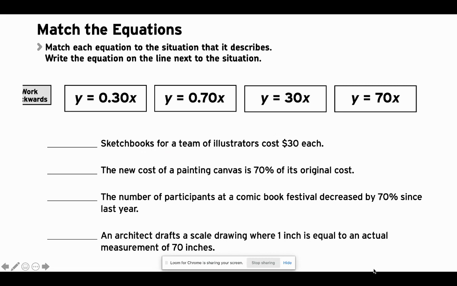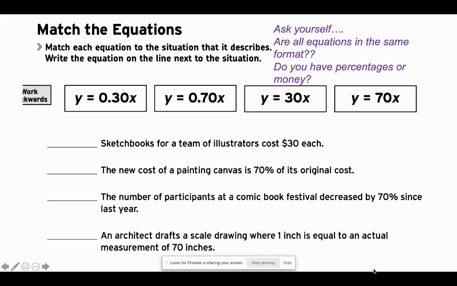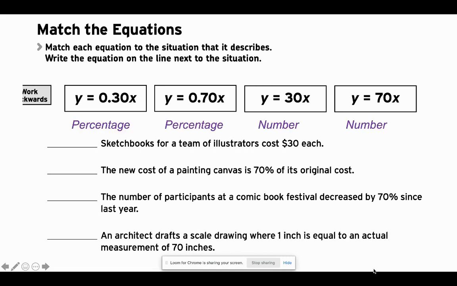The second problem says match each equation to the situation that it describes. Write the equation on the line next to the situation. The first thing we need to ask ourselves is, are all equations in the same format? Do you have percentages or money or plain numbers? Hopefully what you're noticing here, 8th graders, is that your percentages are your decimals and your plain numbers are your numbers. So let's take care of the plain numbers first.